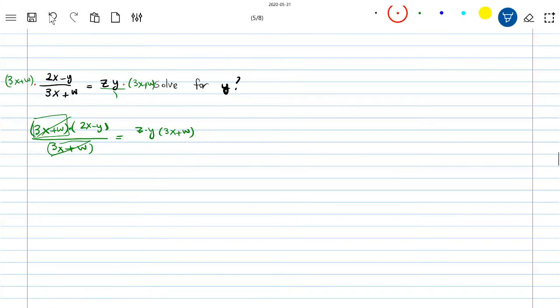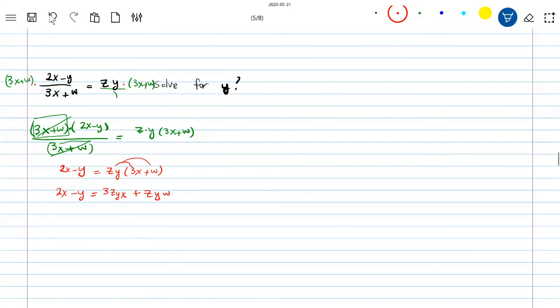Okay, let's continue. What I have is 2x minus y on the left, and on the right side zy times 3x plus w. We go further, we distribute the zy, so you have 2x minus y equals zy times the first one, zy times the second one. I'm going to put them in order, 3zy x. I put the constants up front. w times zy is plus zyw.